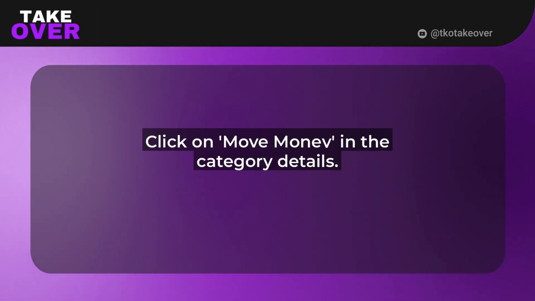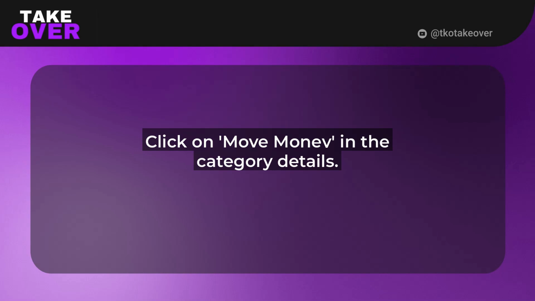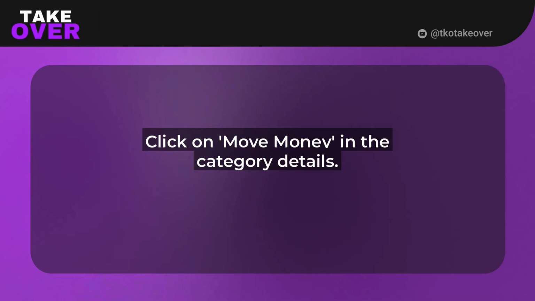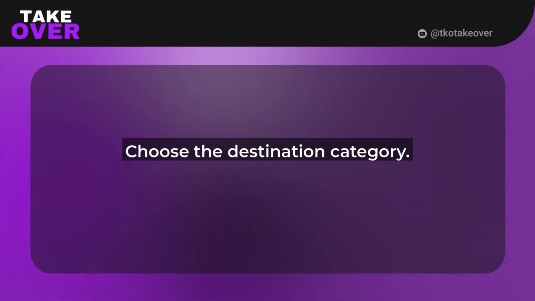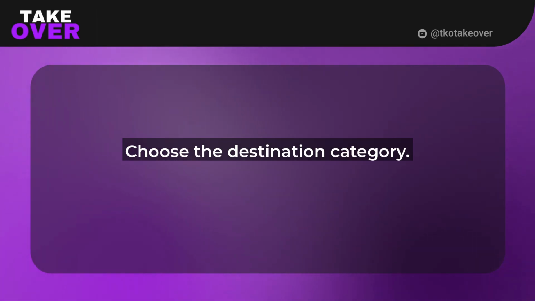Now, click on that category to open its details. You'll see an option that says Move Money or something similar. It's usually right there in the menu. Go ahead and select it. YNAB will prompt you to choose the destination category. Scroll through your list and pick the one you want to transfer to, like groceries or emergency fund.